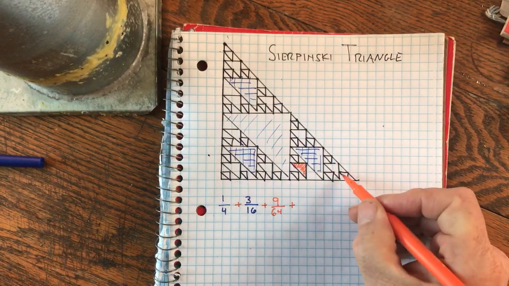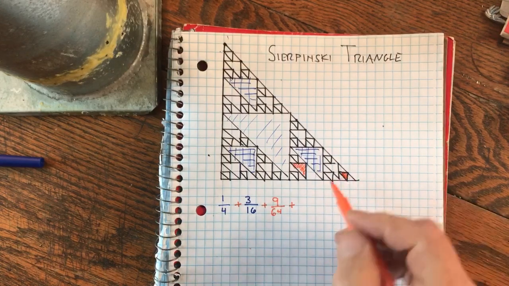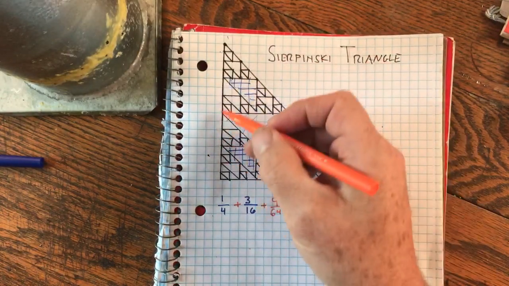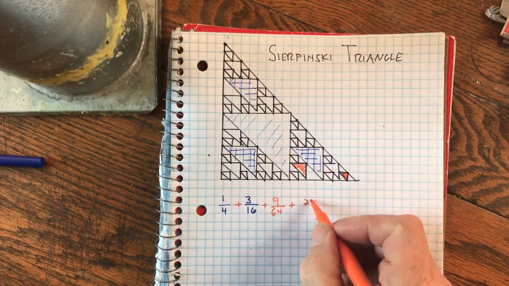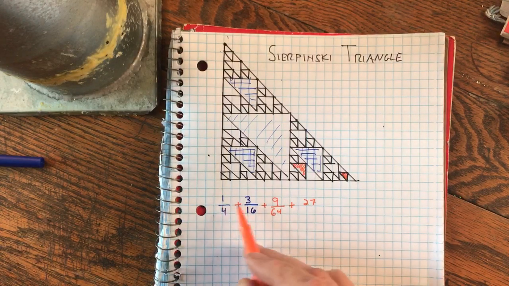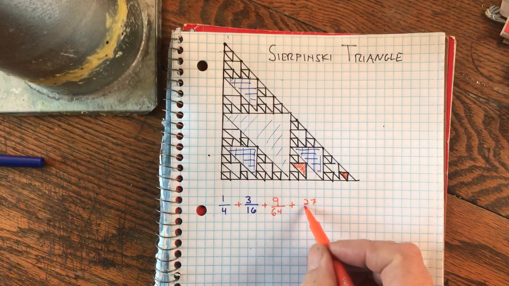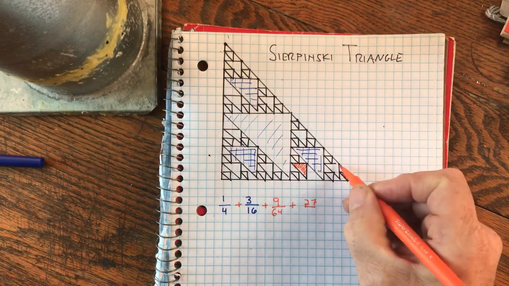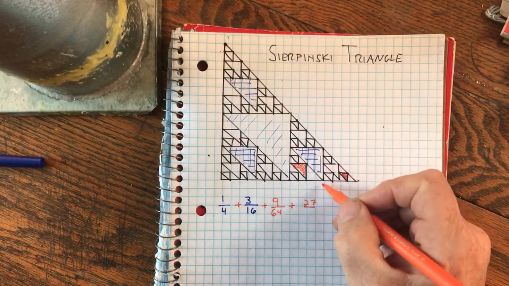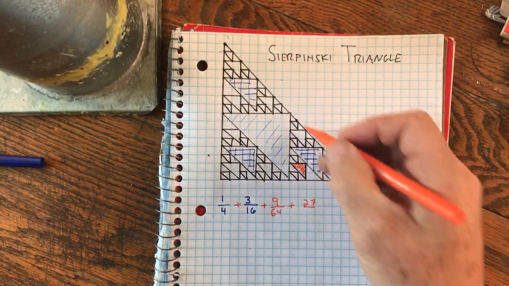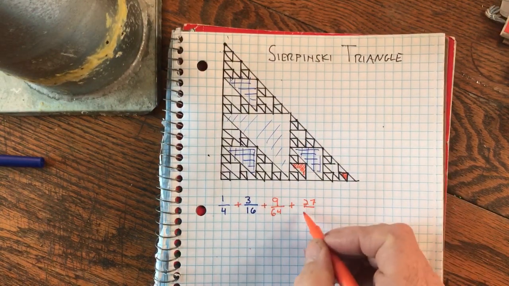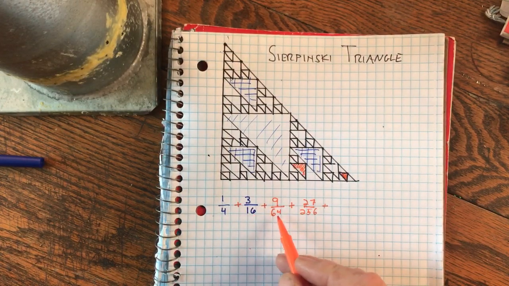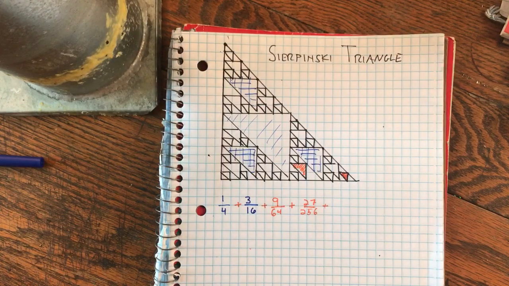Next size down. 1, 2, 3, 6, 9, 18, 27 triangles that size. Oh, look at the pattern. 1, 3, 9, 27. I wonder what the next one is going to be. This triangle is 1/4 of 1/4 of 1/4 of 1/4 of the triangle. 256. Oh, look at the pattern. I wonder what the next one is going to be.